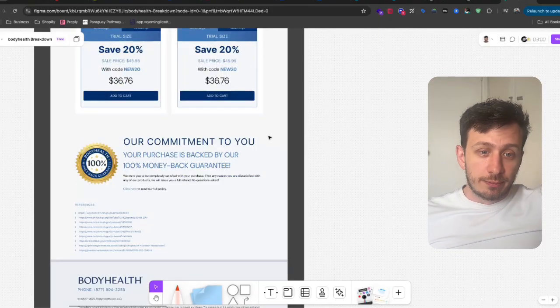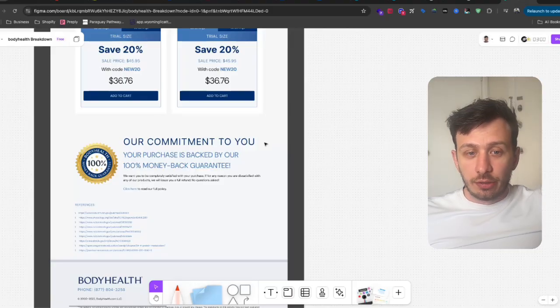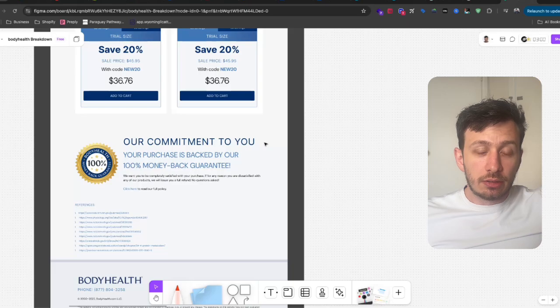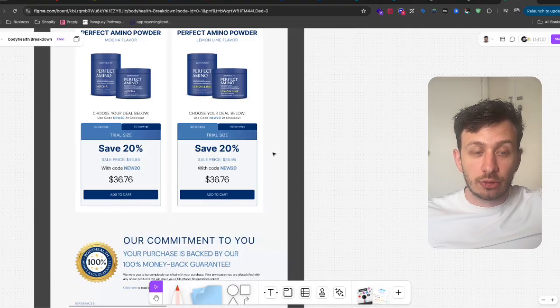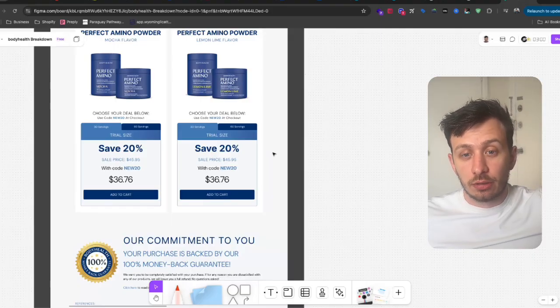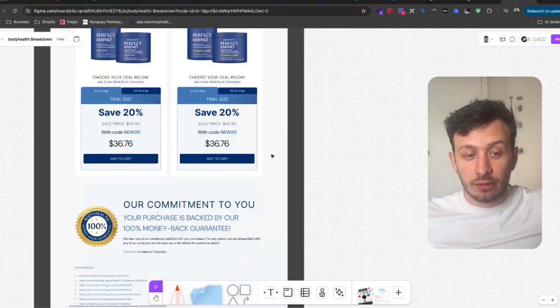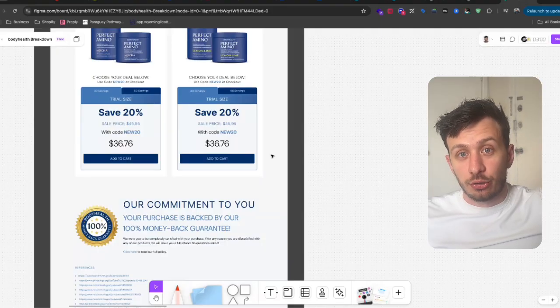And of course, at the end, a reminder of the money back guarantee just to reduce the risk as much as possible, because this is the main concern that people have about the product. What if it doesn't work for me? Well, with the money back guarantee, you're not spending any money, so you might as well just try it.